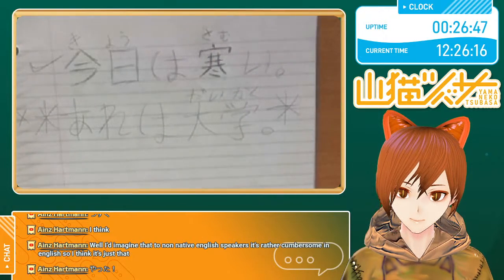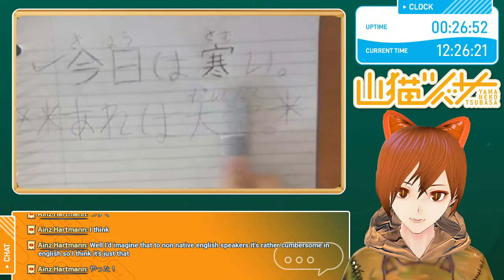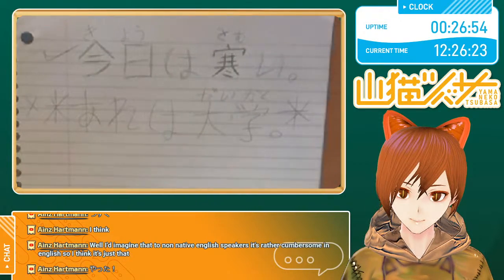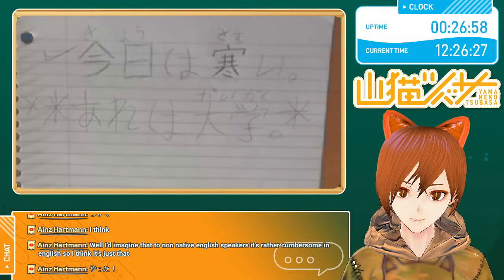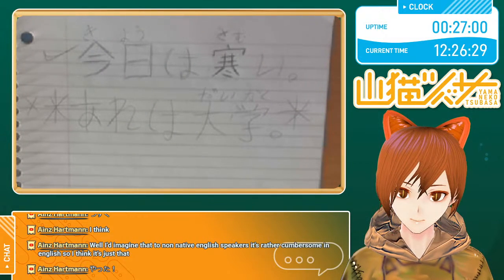Samui. Kyou wa samui. So today's cold. And samui is specifically for weather. Do not use... Is samui for weather? I'm saying all this, I could be completely mistaken.